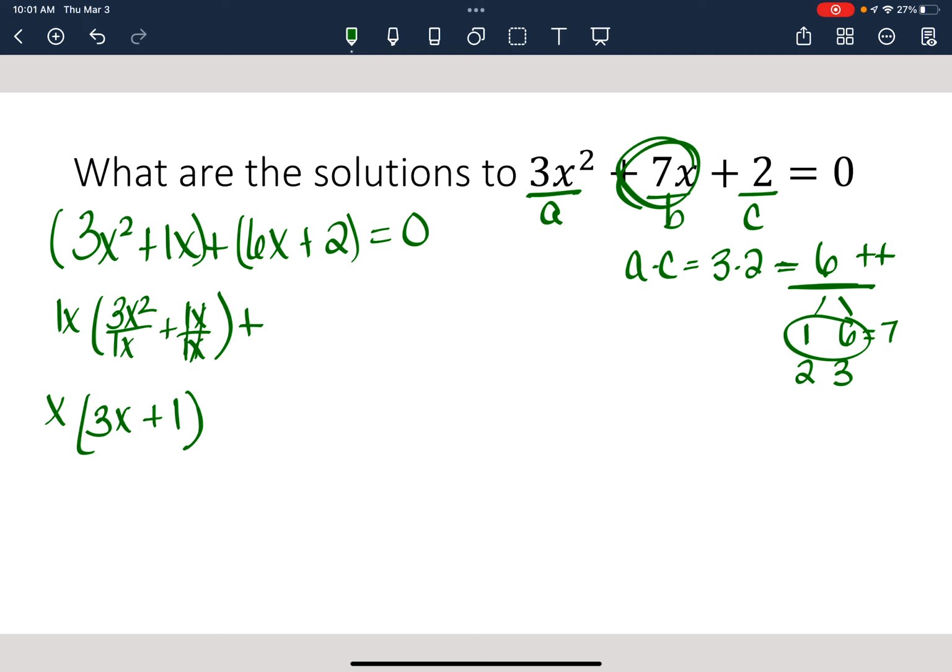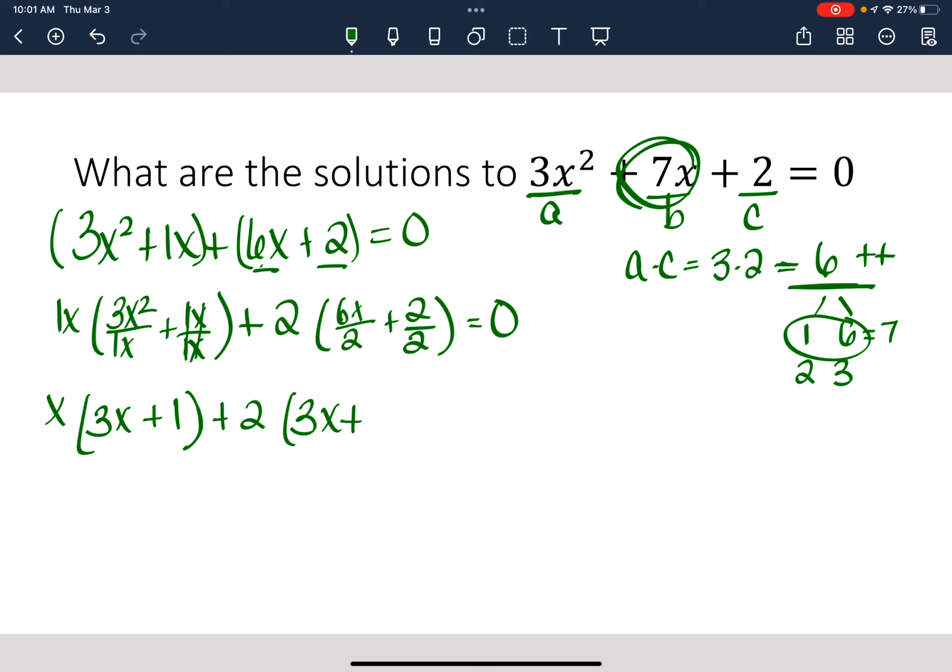Then we have plus, the GCF of 6x and 2 is 2. So let's divide out a 2 from both terms. So that's plus 2 times 6 divided by 2 is 3, and then we have x, and then plus 2 divided by 2, which is 1. So now when we write our factors, we have x plus 2 times 3x plus 1.